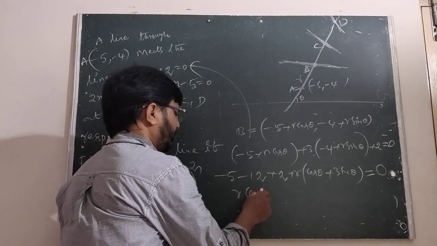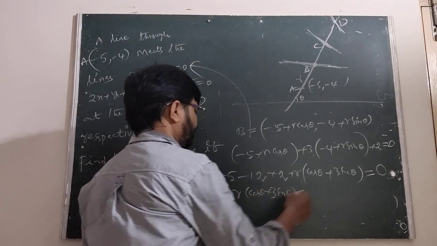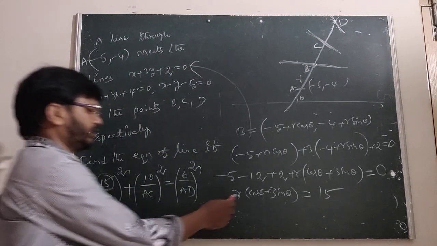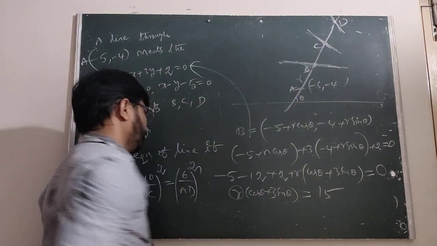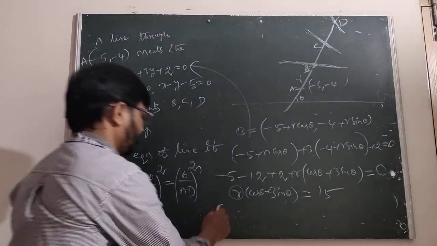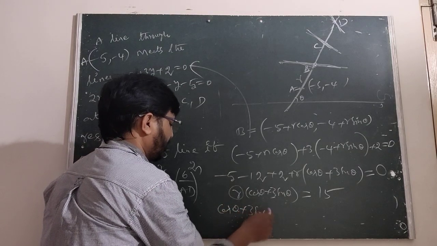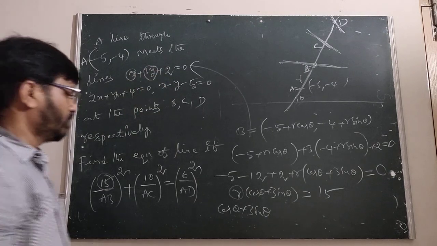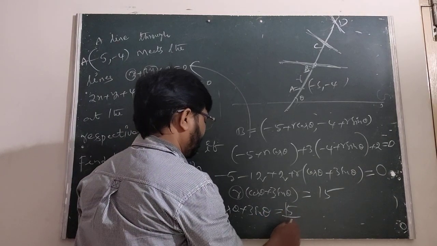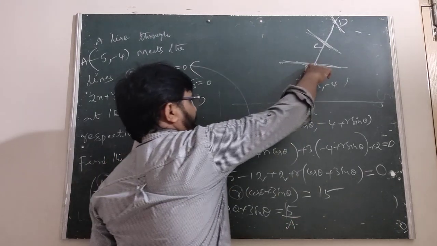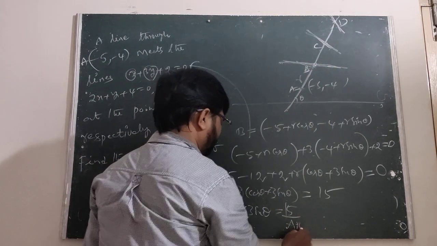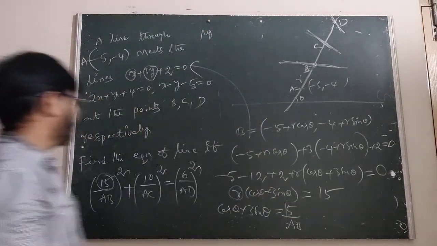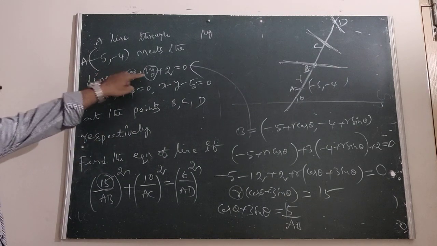R into cos theta plus 3 sin theta is the 15. So the simple observation here is that 15 is there. Now R is nothing but AB. Therefore, cos theta plus 3 sin theta, we are getting 15 by R, and R is nothing but AB. So 15 by AB. Similarly we can find R for the cos theta plus 3 sin theta.